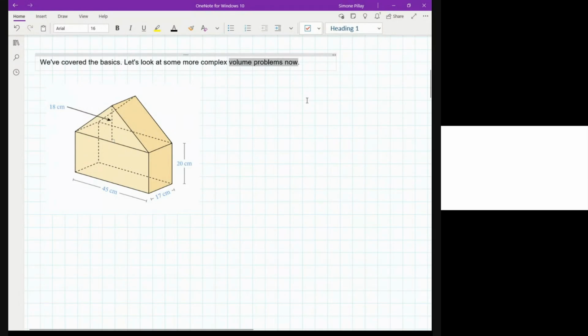So today we're only going to focus on volume. Next week on Tuesday, we're only going to focus on surface area. And then on Thursday, we're going to close it up looking at complex problems of both surface area and volume.